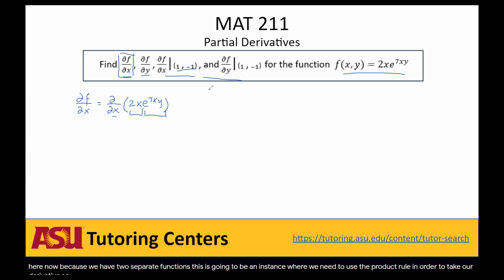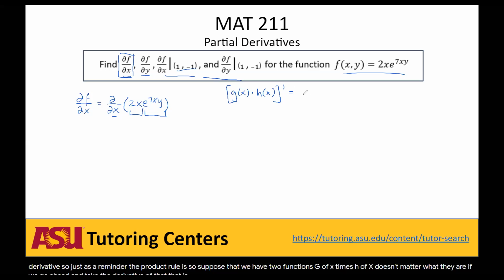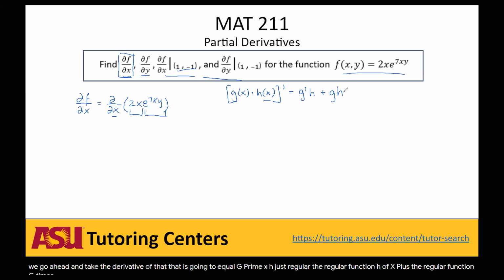So just as a reminder, the product rule is, suppose that we have two functions, g of x times h of x. Doesn't matter what they are. If we go ahead and take the derivative of that, that is going to equal g prime times h, just the regular function h of x, plus the regular function g times h prime. So the derivative of h.